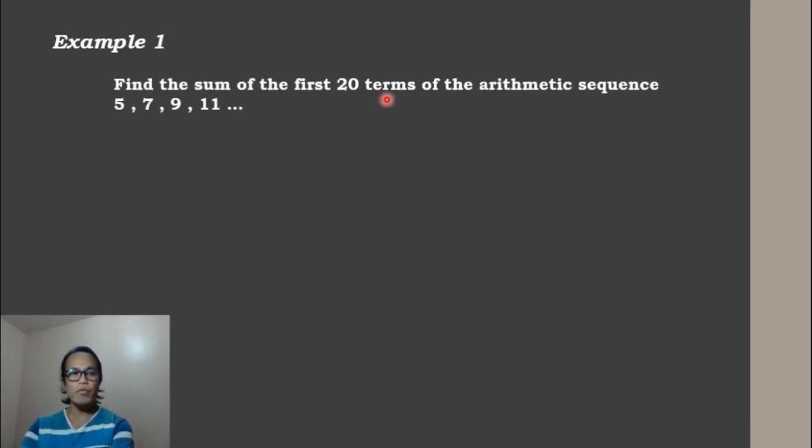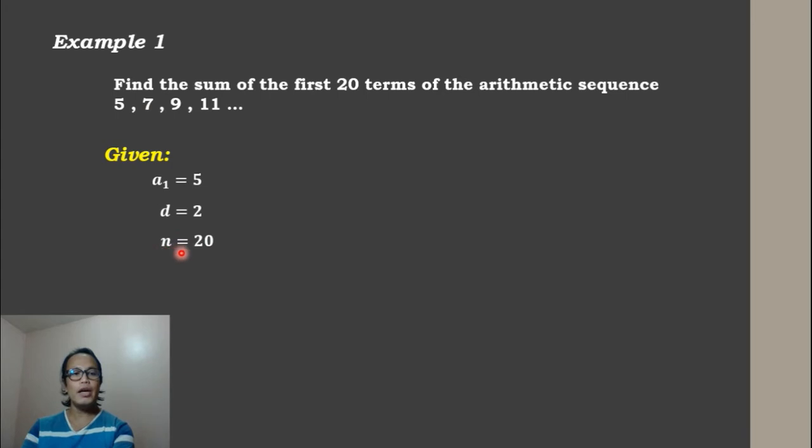Now to proceed, let us try this example. For example, you are told to find the sum of the first 20 terms of the arithmetic sequence 5, 7, 9, and 11. Since this is a worded problem, we need to identify the given. Our first term, which is a sub 1, is of course 5, and the common difference is 2. How did we get 2? We simply subtract: 11 minus 9 is 2, 9 minus 7 is 2, 7 minus 5 is 2. So the constant number, which is called the common difference in this sequence, is 2.